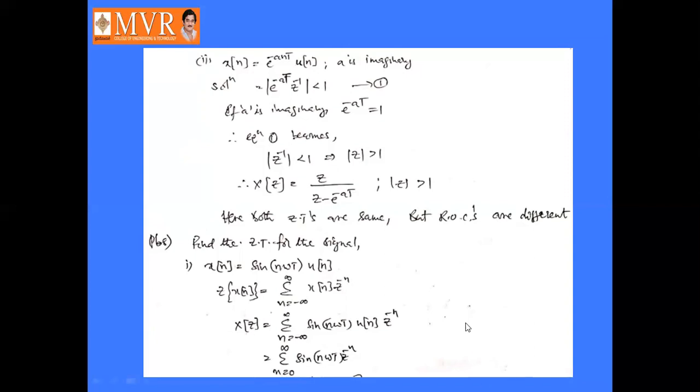Then next problem is find the z transform for the signal x of n equal to sin n omega t into u of n. So z transform of x of n equal sigma n equal minus infinity to infinity x of n into z power minus n. Okay, z power minus n.